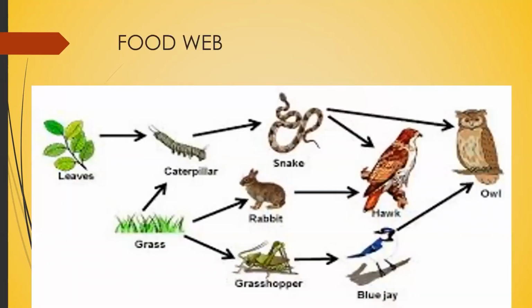Here you can see a food web is given here. In this, the leaves are eaten by caterpillar. Caterpillar is eaten by snake, and snake can be eaten by hawk or owl. The grass is eaten by caterpillar, by rabbit, and by grasshopper. The rabbits are eaten by hawk. The grasshopper is eaten by this sparrow, and this blue jay sparrow is eaten by owl.